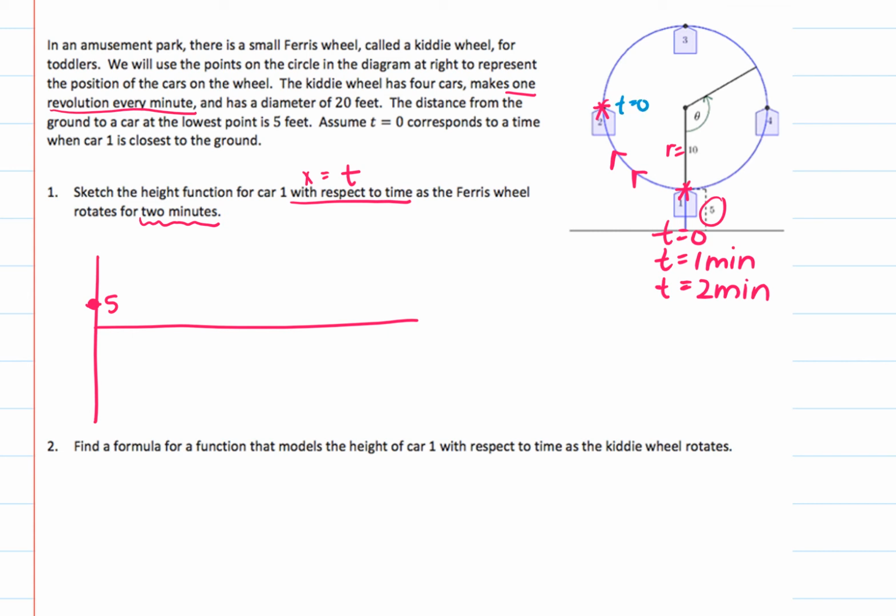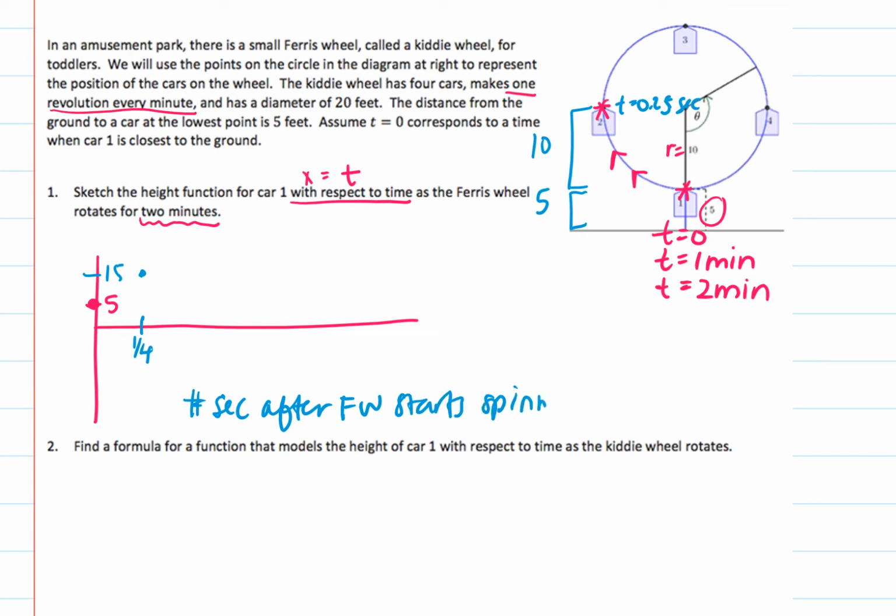So t equals 0.25 minutes. We'll be here. And if the radius is 10, plus we're that additional 5 feet off the ground, that means we're at 15 feet off the ground, 1/4 of a minute later. This would be the number of minutes after the Ferris wheel starts spinning. Well, that makes sense because we wanted to write an equation of a function with time t as our x value, and then this would be the height off the ground in feet.